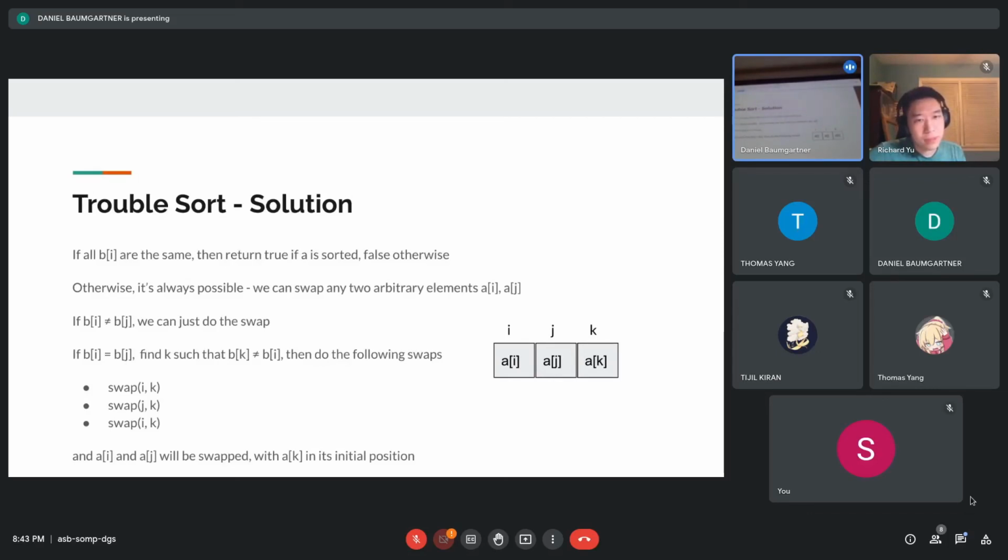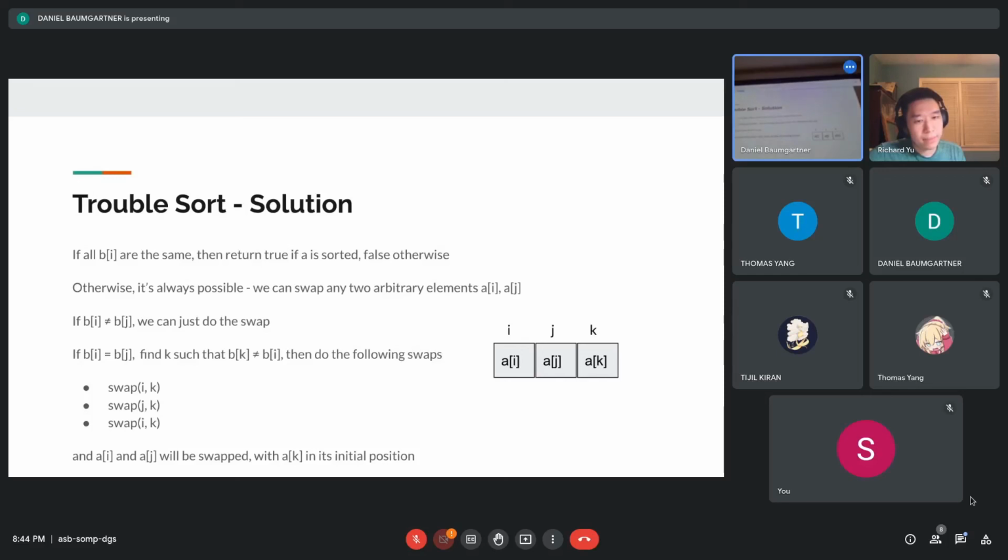So because of that, we can do those three swaps, basically treating k as a temporary one, and because of that, we can swap i and j while leaving k alone in the end. And just like that, we can swap any two indices anywhere in the array, as long as we have one differing pair. If that makes sense.